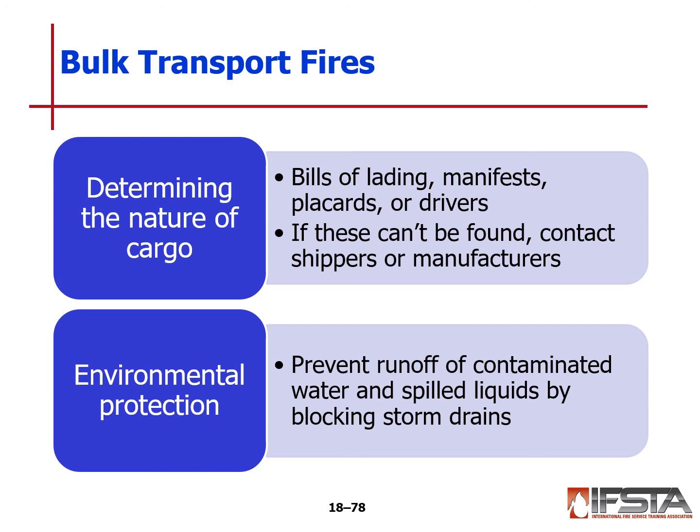How do we determine the nature of the cargo? Bill of lading and manifest placards. We can ask the driver if they're around and able to offer that information. If these cannot be found, contact the shippers or the manufacturers.